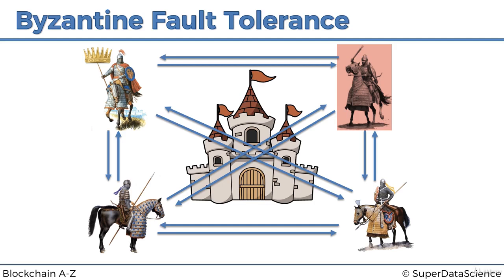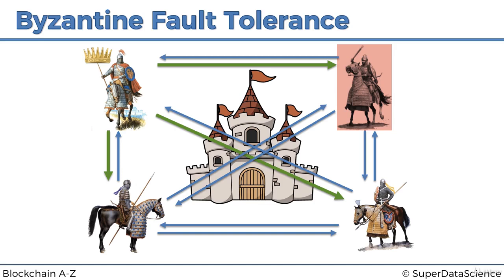But for now, the algorithm that they're going to be using is they're going to just look at the majority of the messages that they get, and they're going to base their decision on that. So let's have a look. The main general issues his order, and let's say his order is attack. It could be either. It doesn't really matter. Attack, retreat. Let's remember that as long as the majority of them agree on what to do, they can all agree on retreating.